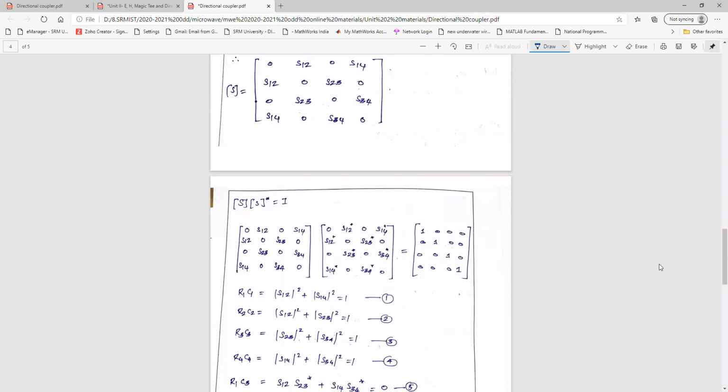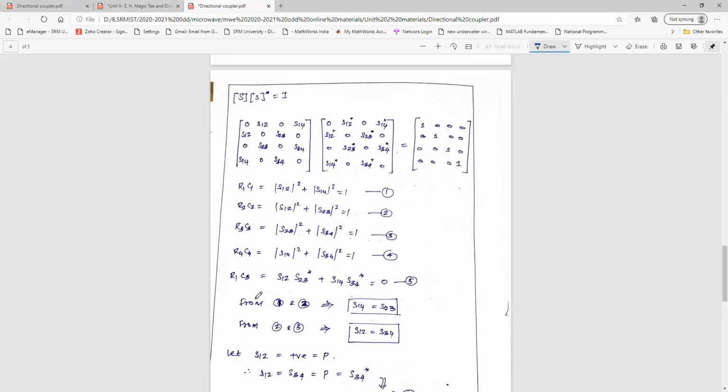So now what is the next property? If it is multiplied with the complex conjugate, I can equate it to the identity matrix. Then I'll find out row 1 column 1, row 2 column 2 and all those things. If it is same row, same column, I have to equate it to 1. If it is different row, different column, I have to equate it to 0. So these are the conditions.